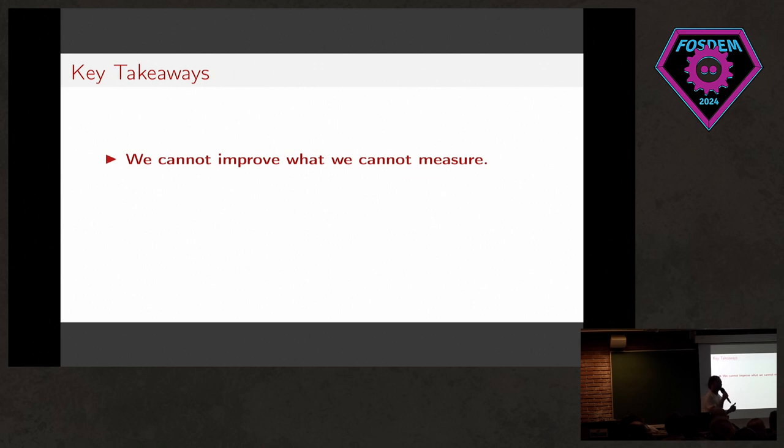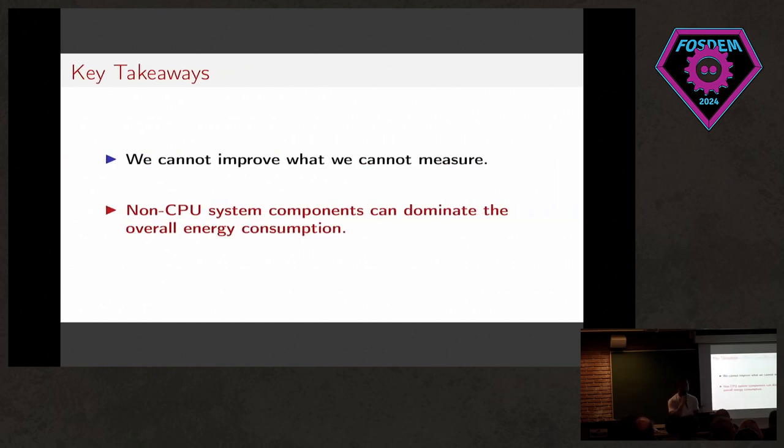Great. So what is the takeaway from this talk? If there's two things that I would love for you to take away, that if you forget everything else, okay, just remember these two things, and I'd be very happy. First, we cannot improve what we cannot measure. We must measure correctly, okay, to improve things. And second, we need to break out of the CPU mindset, okay? Non-CPU system components can dominate your power. Please remember these two things.